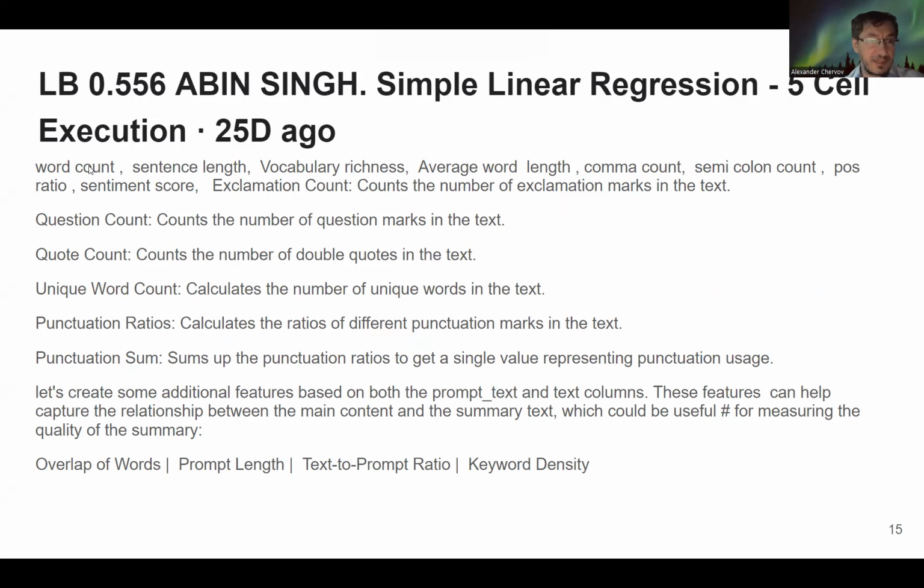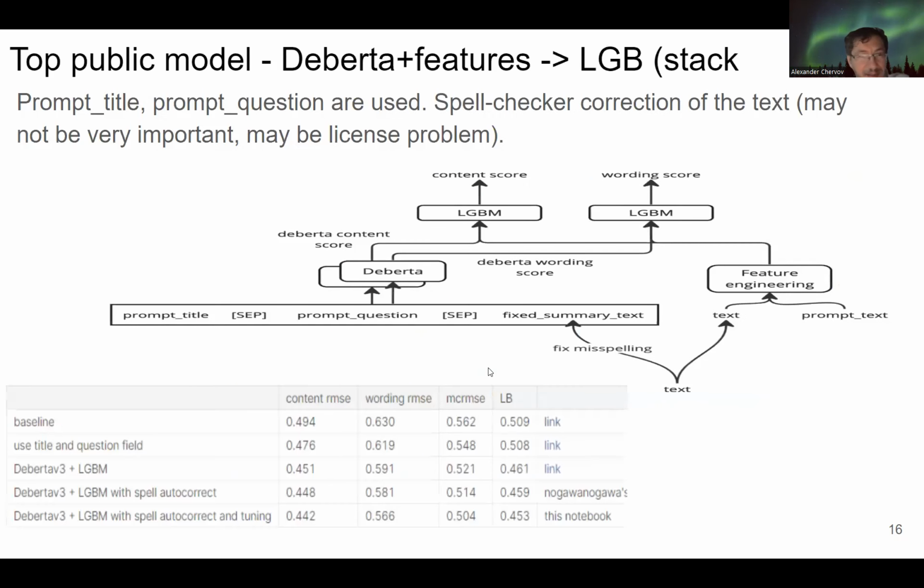What are these features? They are very simple. Something like word count, sentence length, vocabulary, average word length, comma count, semicolon count, exclamation count, and so on and so forth. One of the main features is, of course, just the length of the whole summary. And on these features alone, you can get this kind of score. Actually, there are many deep learning models which obtain a worse score than this simple one. I think that's a pretty nice notebook.